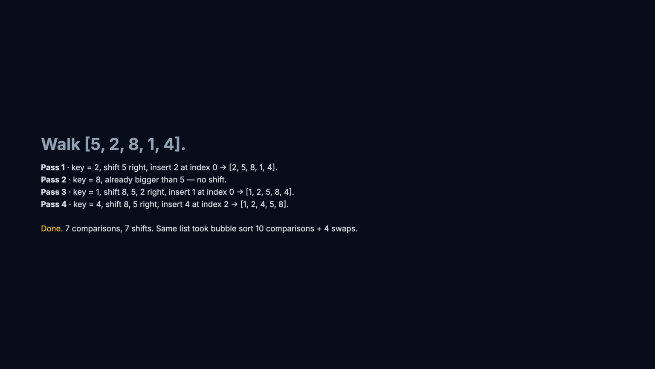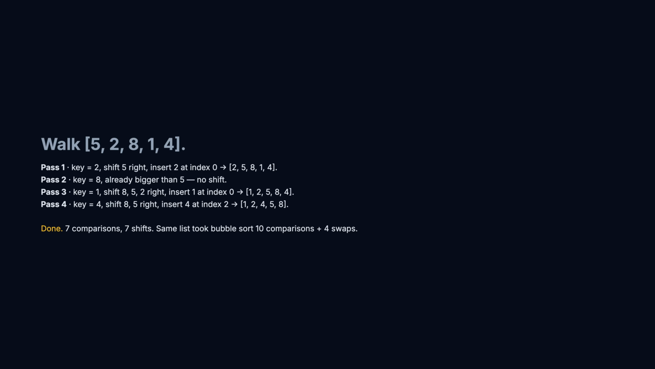Pass 1. Key is 2 compared to 5. 2 is smaller. Shift 5 right. Insert 2 at position 0. List: 2 5 8 1 4. Pass 2. Key is 8 compared to 5. 8 is bigger. No shift, already in place. Pass 3. Key is 1. Shift 8 right, then 5, then 2. Insert 1 at position 0. List: 1 2 5 8 4.